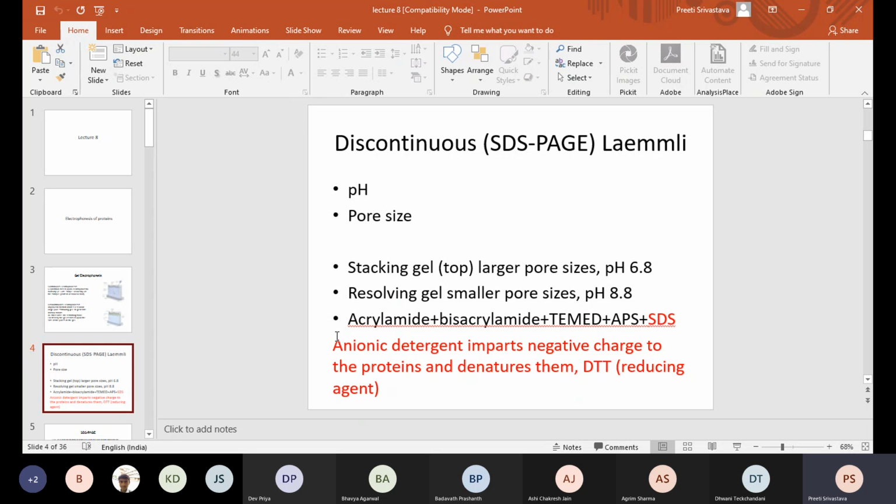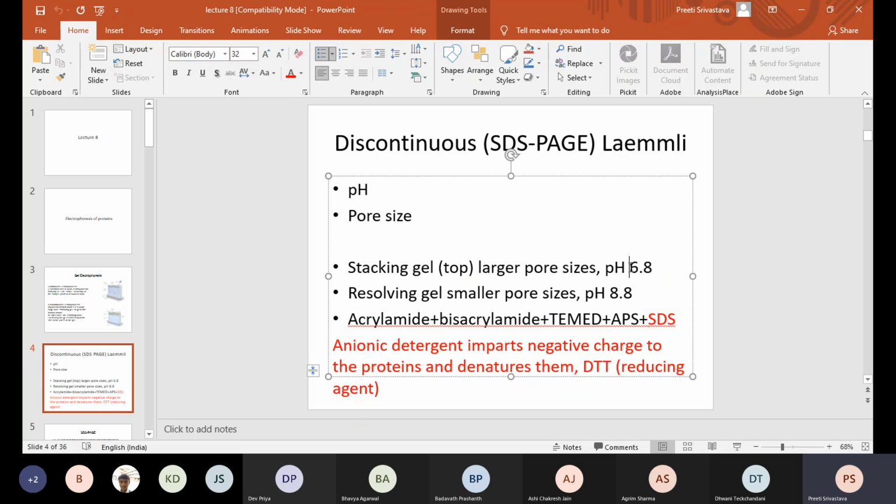Okay, so the discontinuity was introduced with respect to two points. Number one, with respect to pH, and number two, with respect to pore size. So when we say with respect to pH, the two layers differed with respect to pH. For example, the top layer had a pH of 6.8 and the bottom layer had a pH of 8.8. The pore size was also different. The gel was made up of the conventional acrylamide and bisacrylamide, the first one is the monomer, the second one is the cross-linker, TEMED as the catalyst, ammonium persulfate as the initiator, and SDS as the detergent, because it can denature the protein and it imparts negative charge to the protein.